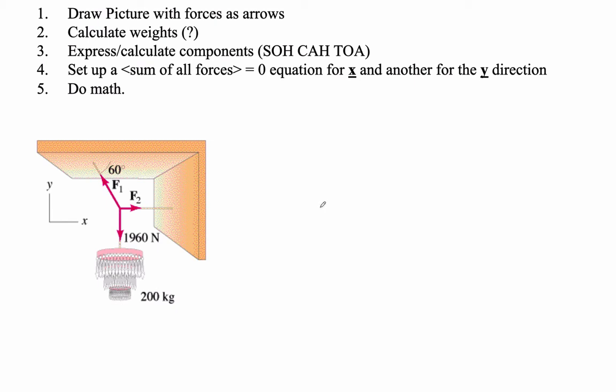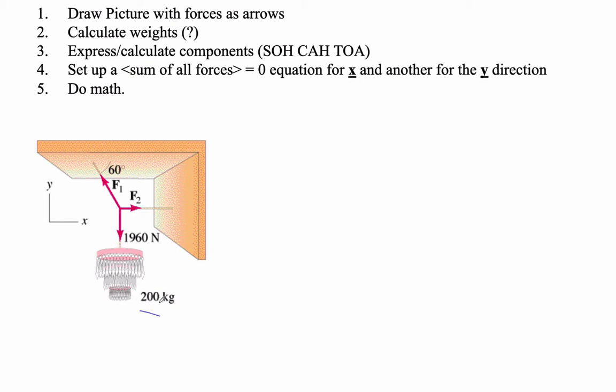Okay, so this is another one where F1 and F2 are different. This one's going to be solvable because this is a 90-degree angle right there, and this angle here presumably is 60 degrees. So draw a picture with forces as arrows, so there they are. Calculate the weights. Well, let's do that.